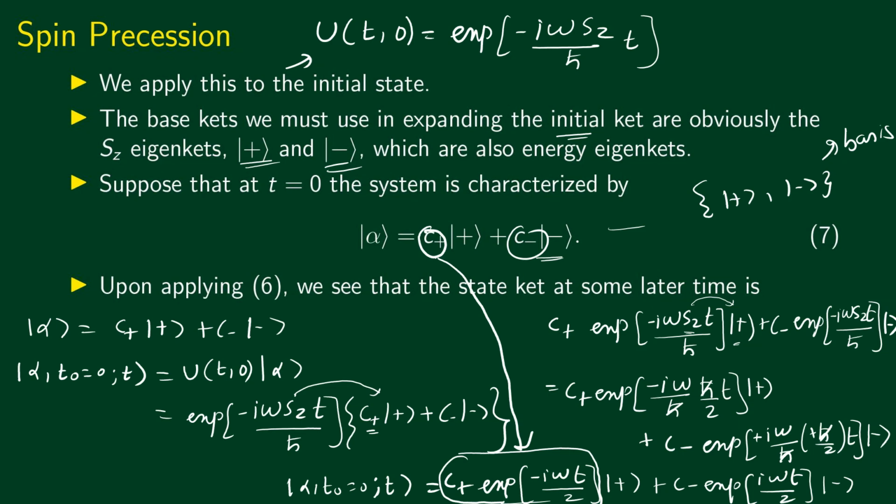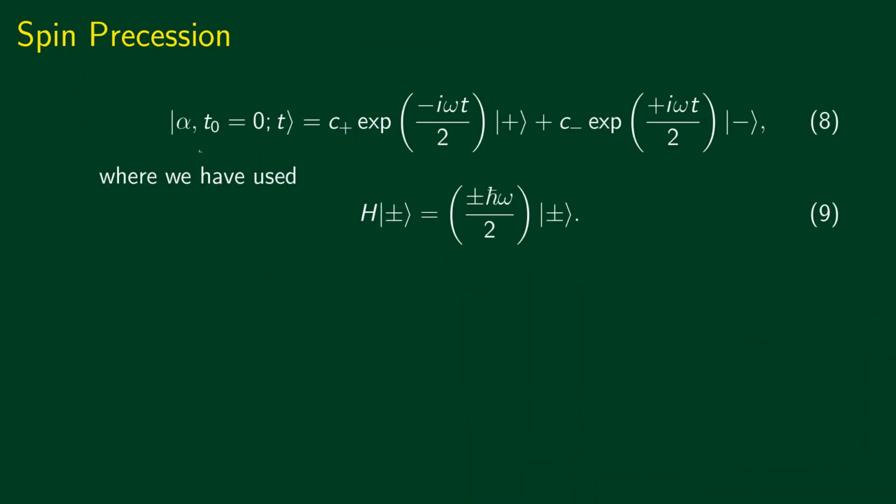The expansion coefficients have changed. Now this is what we have done. We started with the generic state ket alpha equal to c plus ket plus c minus ket minus. This is the initial state expanded in terms of the chosen basis.